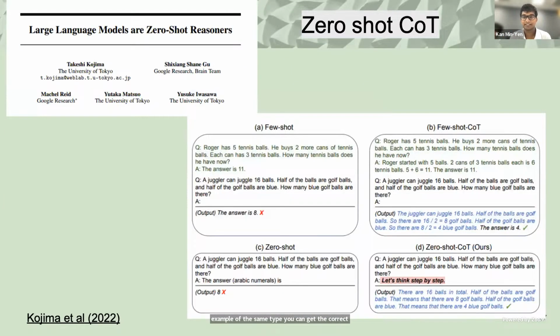Then this is something interesting, and I've been using this idea when I'm using ChatGPT also. This is called zero-shot chain of thought.